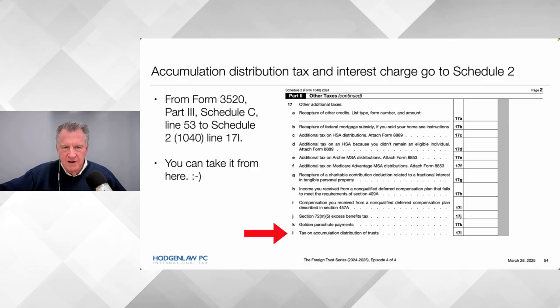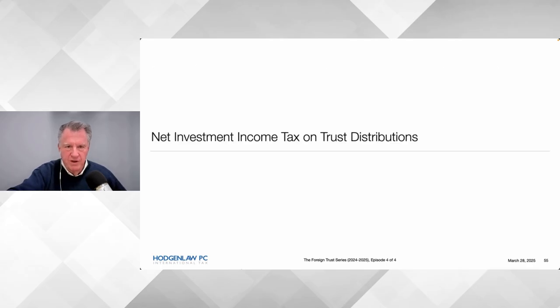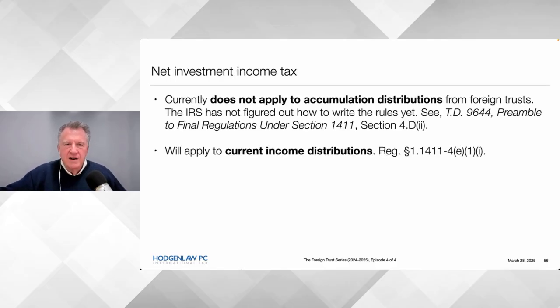As much as I can tell you how it works, a final bit of information for you. What about net investment income tax, Obamacare? Net investment income tax does not apply to accumulation distributions. So that's good news. As near as I can tell, it's because the government hasn't figured out how to work through the complexity of making it all fit.